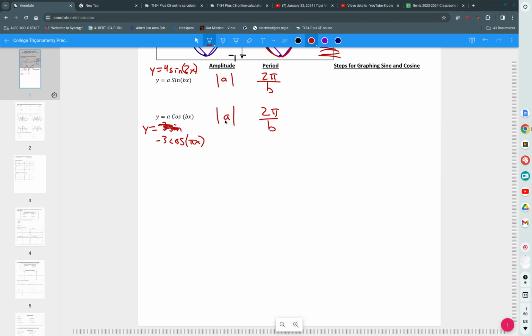And as far as graphing sine and cosine, the steps are pretty easy, but we just have to figure out where they start. As you look at the sine graph, it has maximums, it has minimums, and it has the middle. Does sine start at the maximum, minimum, or middle? Look at your sine graph. It starts at the middle. And if you look at the cosine graph, where does that start? It starts at the max.